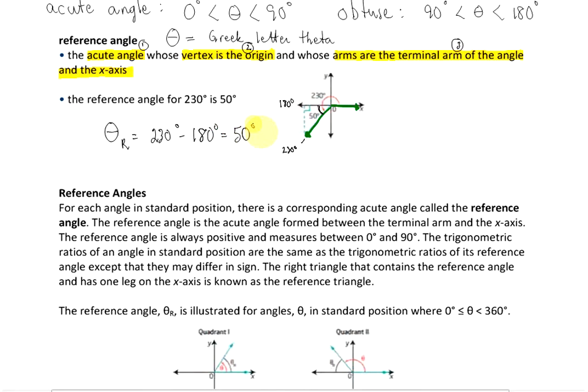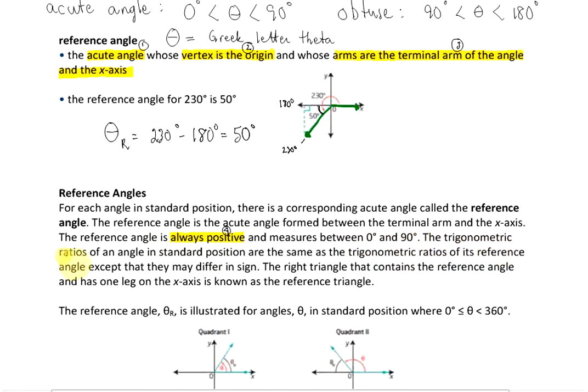Now there's one other thing that's important for you to know about reference angles, and that's that they are always positive. That's the first thing you need to know. They're never negative. For each angle in standard position, there is a corresponding acute angle called the reference angle. The reference angle is the acute angle formed between the terminal arm and the x-axis. The reference angle is always positive and measures between 0 and 90 degrees, meaning of course that it's acute.